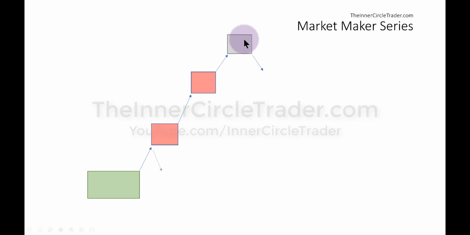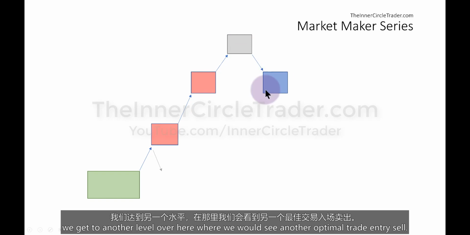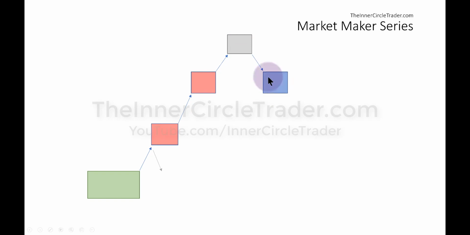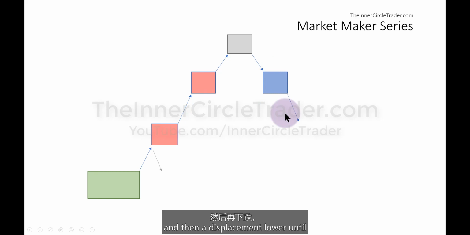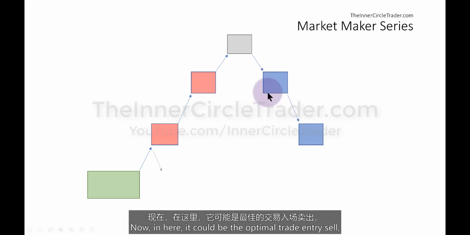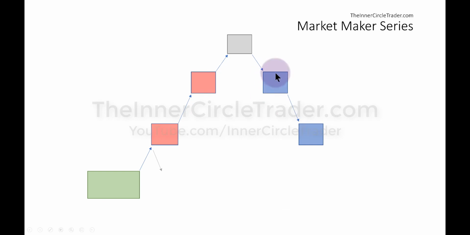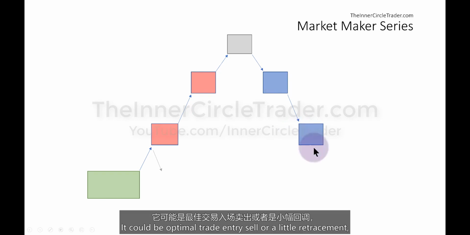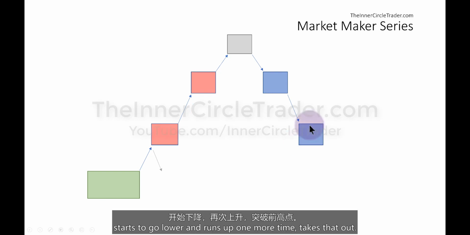After there's a smart money reversal, we expect price to trade and break lower until we get to another level over here, where we would see another optimal trade entry sell. So it'd be a low, a retracement back in, maybe to a bearish order block, and then a displacement lower until we get to another level of distribution. Now, in here, it could be the optimal trade entry sell, or it could be a short-term high and a higher short-term high, and then breakdown. Same thing here. It could be an optimal trade entry sell or a little retracement where it creates a short-term high, starts to go lower and runs up one more time, takes that out.